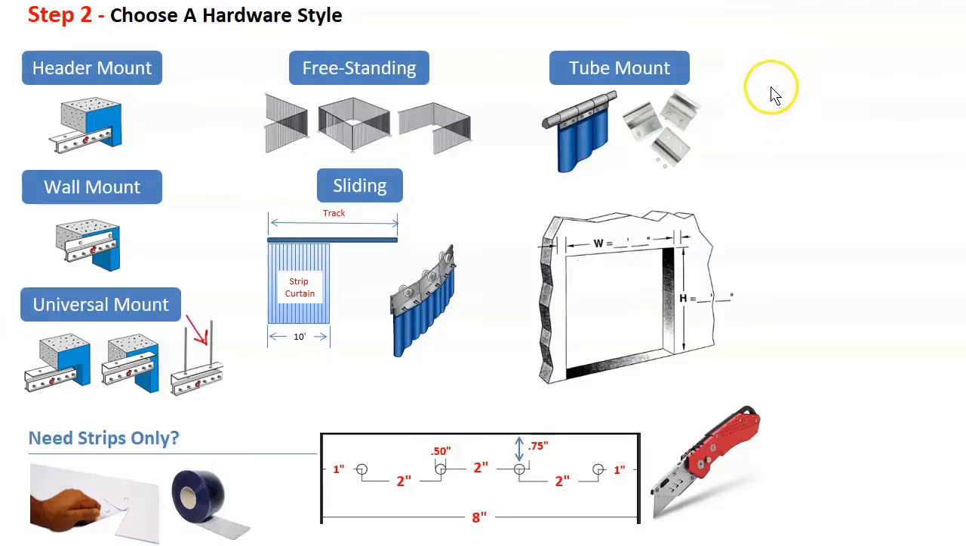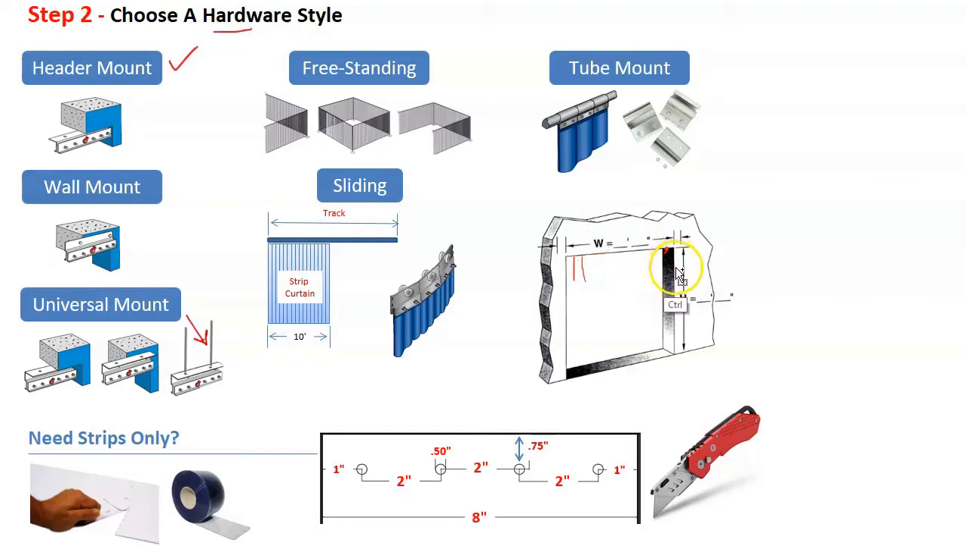The next step in choosing your strip curtain is going to be choosing the hardware. Now, starting with the most popular hardware, we have a header mount, and a header mount is going to be actually inside of the jamb. So it's going to go from inside of the jamb to inside of the jamb, and then it's going to hang down from in the middle, essentially. And with a header mount, you're going to want to give us the exact dimensions of width and height, and that's going to be the size of your strip curtain.